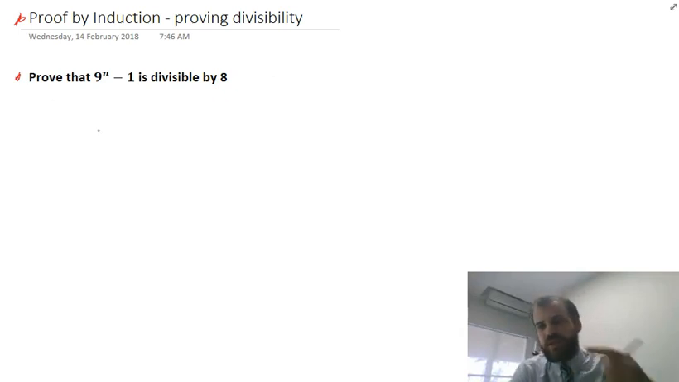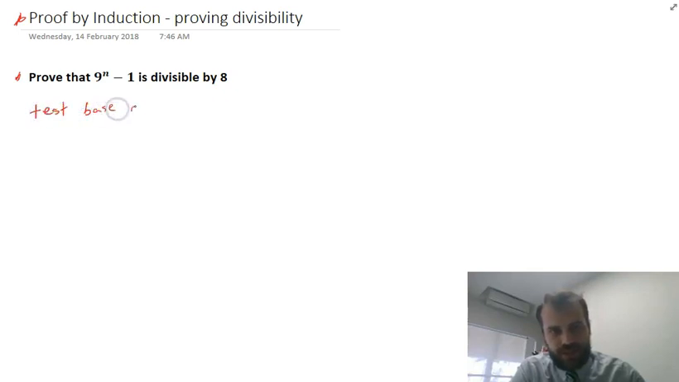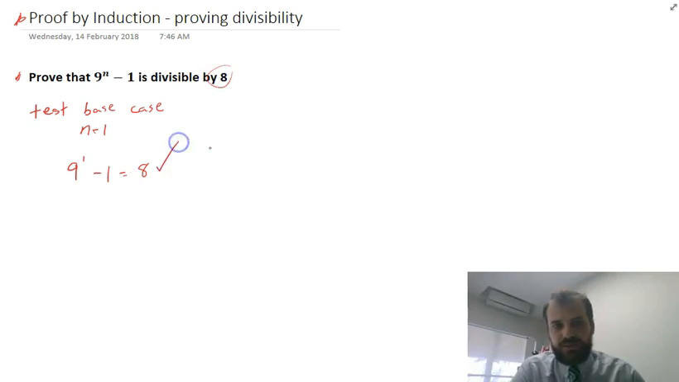I know I've been saying I do this backwards, but I'm going to start by testing the base case. Test base case. Alright, so I'm just going to test to see if this works with n equals 1. That's going to be 9 to the 1 minus 1, and that's going to equal 8. 8 is divisible by 8. Yes. I might just test one more. This is not part of the proof, so I might just do it down here.